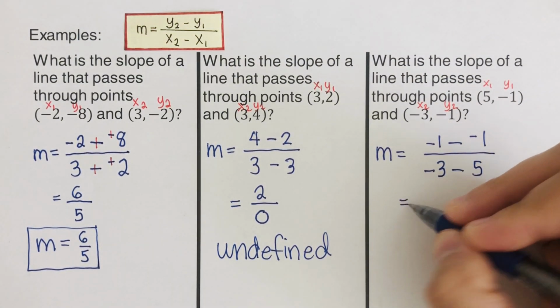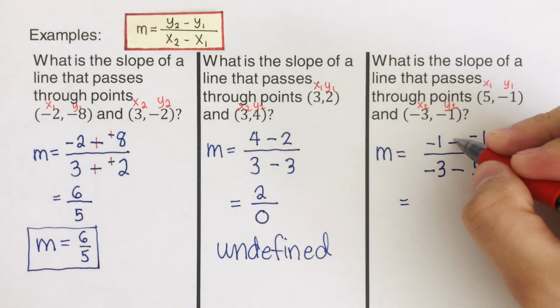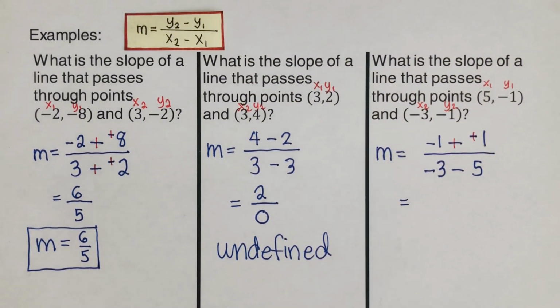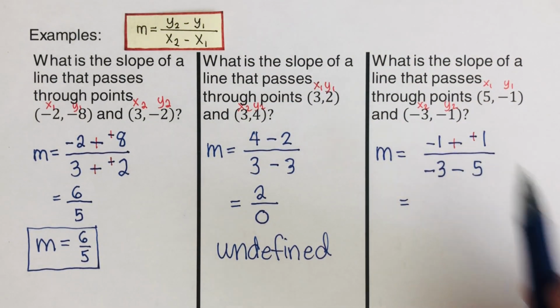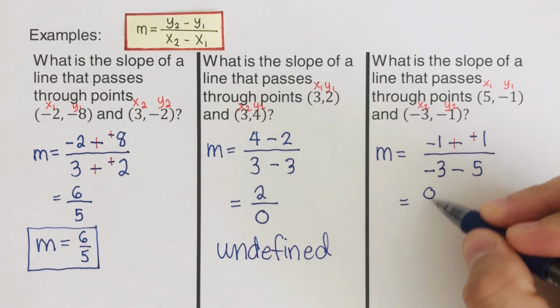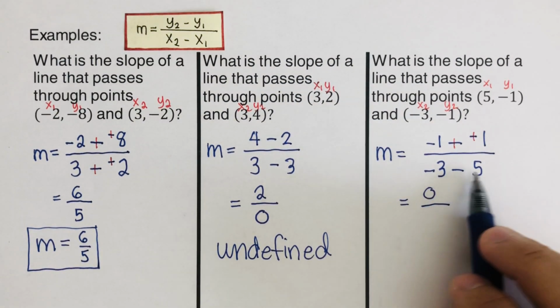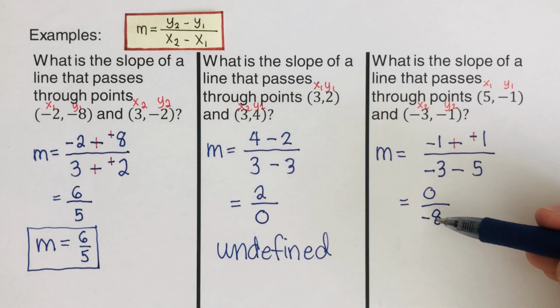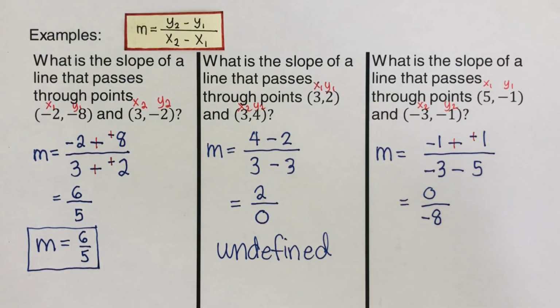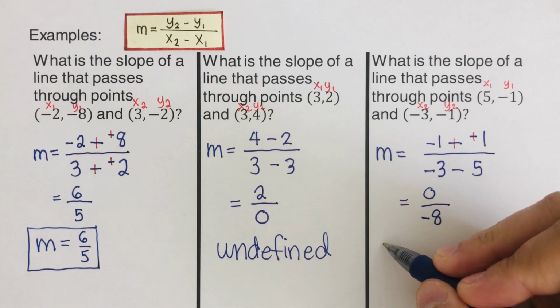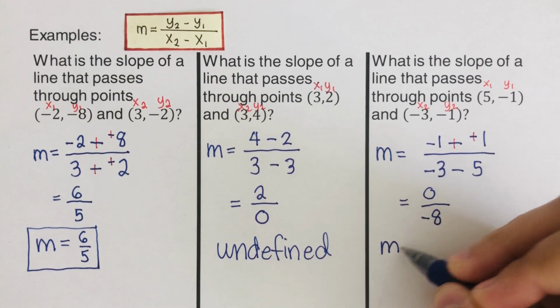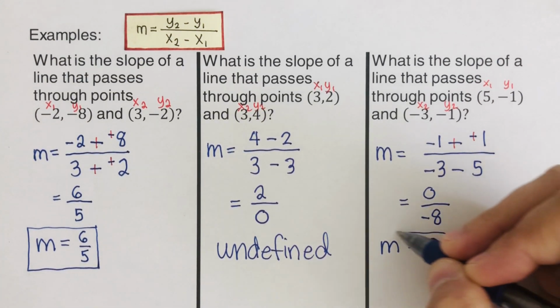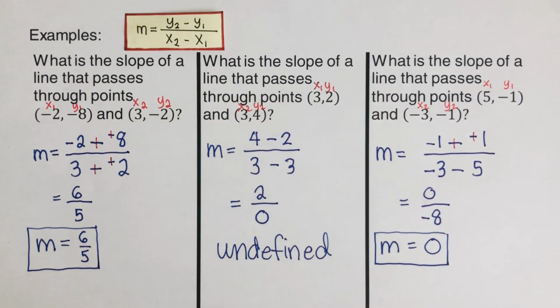So then we go ahead and change this to plus and plus. So that would be negative 1 plus positive 1 is a 0. Over negative 3 minus 5 is negative 8. So 0 divided by negative 8 is a 0. So the slope that we have here is 0. So that's 0 right there. Did you get the same answer as this?